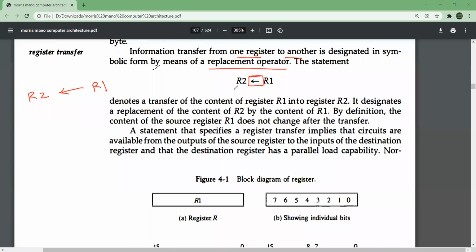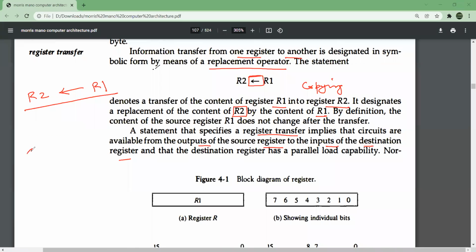Right. The statement R2 left arrow R1 denotes the transfer of contents of register R1 into register R2. So that means we are copying the content of R1 into R2. It designates a replacement of the contents of R2. So whatever value was inside R2 will be replaced by the content of R1. A statement that specifies the register transfer implies that circuits are available from the outputs of the source register to the inputs of the destination register.